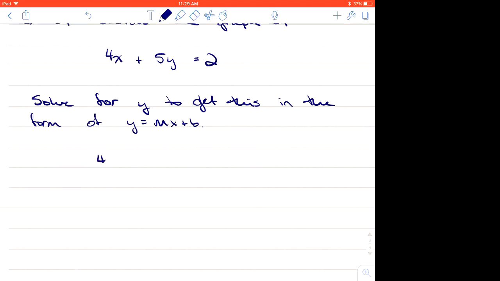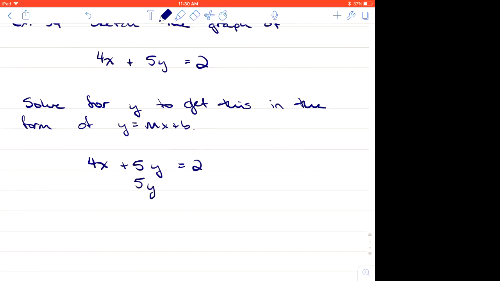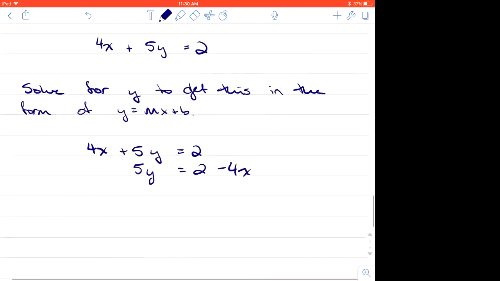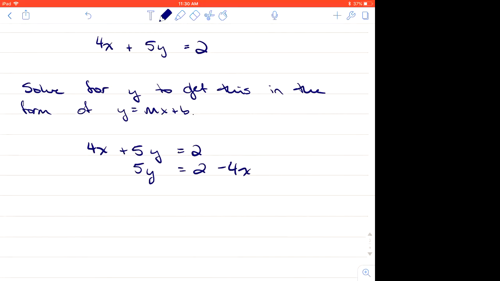So we have something like 4x plus 5y equals 2. Solving for y on the one side, right, we have to subtract 4x from both sides. So 5y is 2 minus 4x. So then y is 2 minus 4x, and we have to divide both sides by 5.